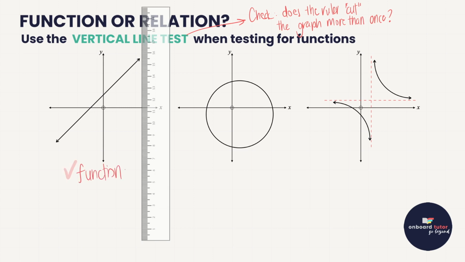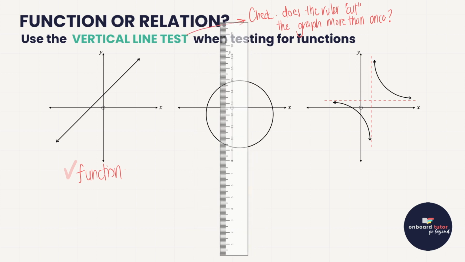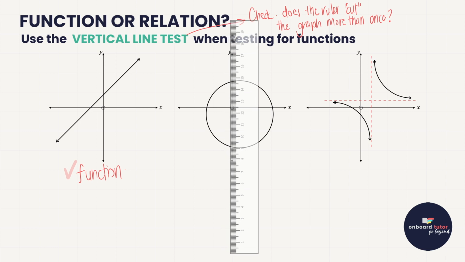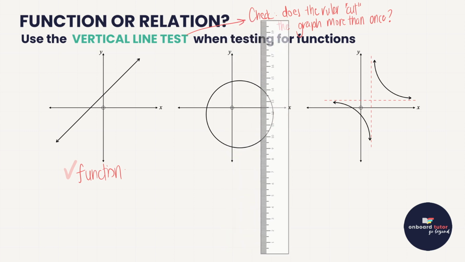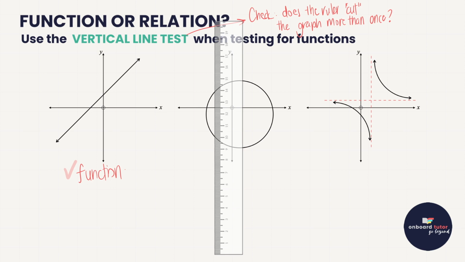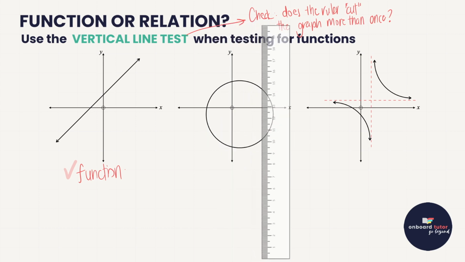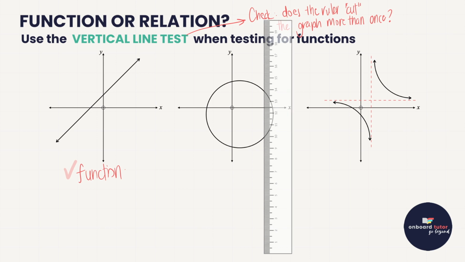Now let's look at another one. Again, we're going to move our ruler, holding it vertically across this circle graph here. It's a graph we're going to come to know well when we get to analytical geometry. What do you notice, grade 12s? Do you see that the graph is cutting the ruler twice, or the ruler is cutting the graph twice? And as we move along, that continues to be the case, there and there. And so this is not a function, but it is a relation. Since it doesn't pass the vertical line test, it's not a function.